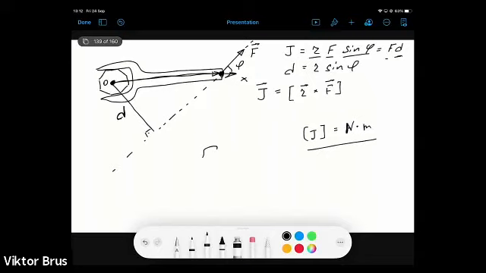We have some rigid body. Let's consider this point as a point through which the axis of rotation is passing perpendicularly to the plane of the figure. And we have two forces exerted on this rigid body. So here is force F1, and here is force F2.